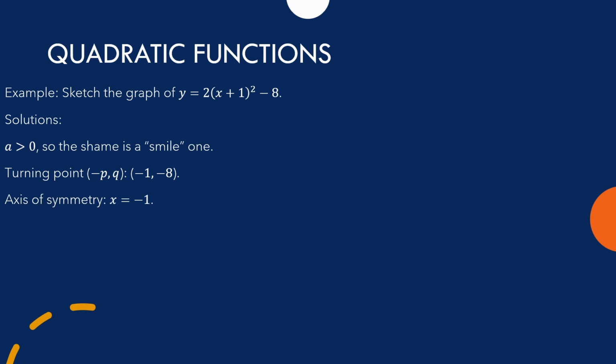And I see that my axis of symmetry is x equals −1. That is the line of axis of symmetry. And for the y-intercept, I let x equal 0. Doing that, I have y equals 2(0 + 1)² − 8, and that will give me a y value of −6. And hence, my y-intercept is the coordinate (0, −6).